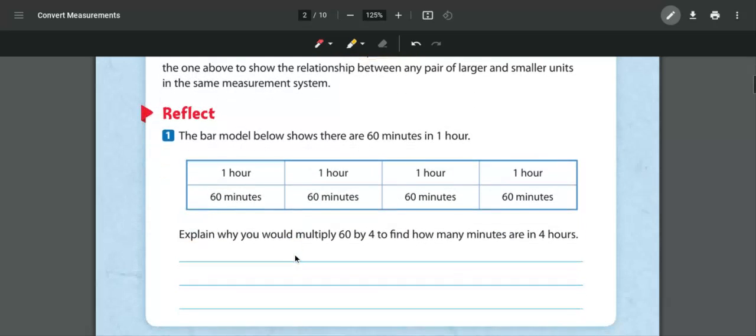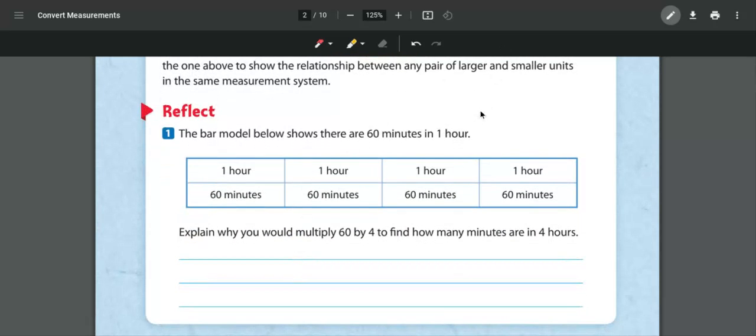So the bar model below shows there are 60 minutes in 1 hour. Look at this and then answer. Explain why you would multiply 60 by 4 to find out how many minutes are in 4 hours. So it's not asking for an answer, right? It's asking why you would multiply 60 and 4. Okay, so go ahead, pause the video, and answer that question. And resume the video when you have your answer.